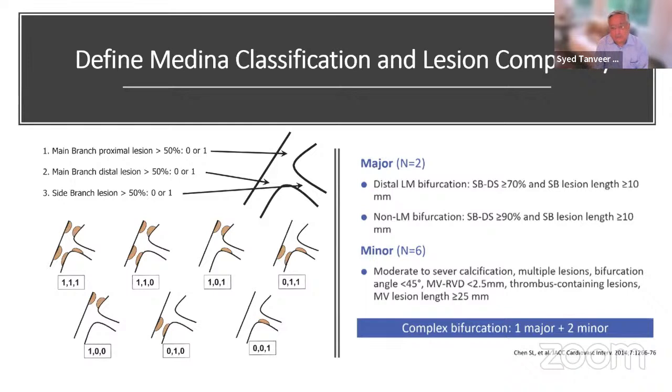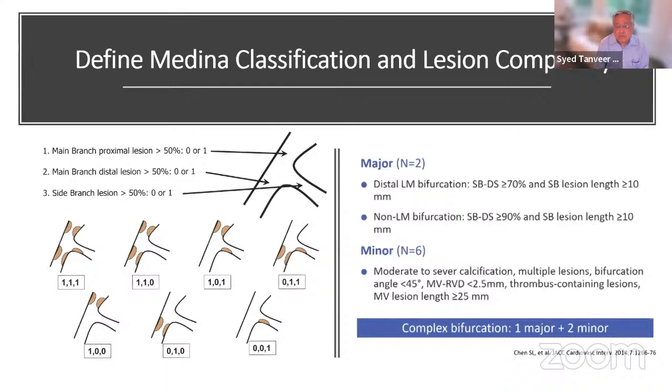Now, Chen and his group have defined lesion complexity based on this side branch classification of stenosis, but they've also been inclusive of lesion length equal to or greater than 10 millimeter. And this has been used in many, many trials now.